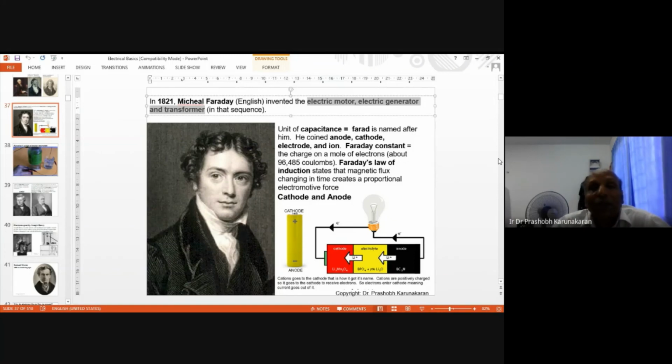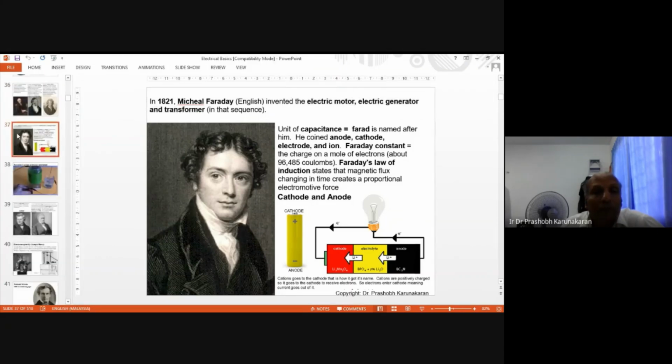Even Tesla came about 100 years later. On his wall, Tesla put a photo of Faraday, because Faraday was Tesla's hero also. So these are all the other people.